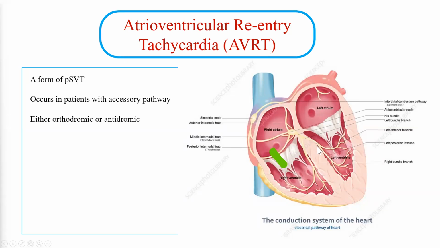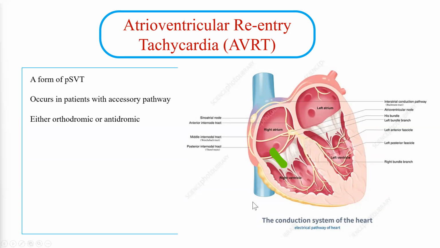Regular narrow complex tachycardia. But this is not always, because the patient can have a pre-existing bundle branch block, aberrancy, or whatever in the heart, making all the QRS complexes wide. So it's not the rule that the orthodromic AVRT is always narrow complex. It could be a wide complex, just like any other supraventricular tachycardias.